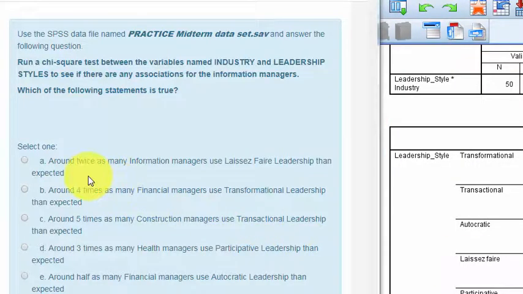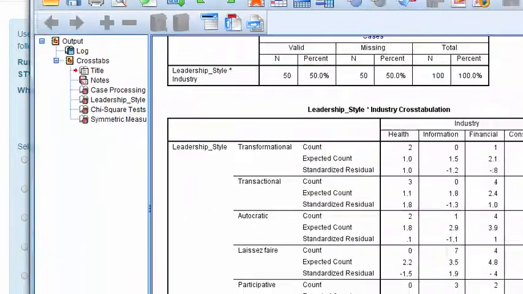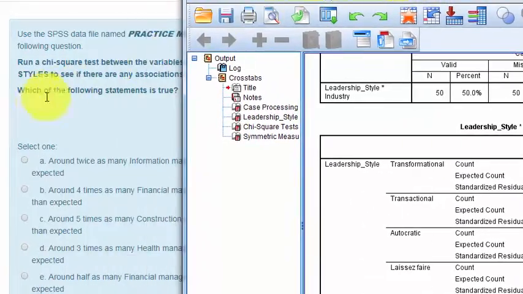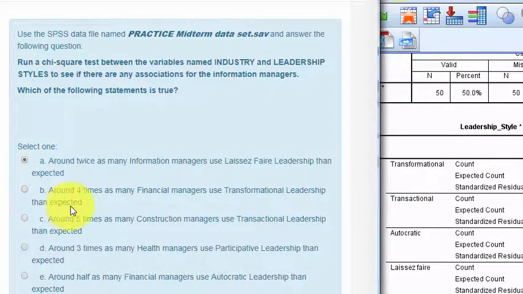All right, the first one says twice as many information managers use laissez-faire than expected. So here's information and laissez-faire. Sure enough, there it is right there. They expected 3.5 and they got 7. So that one is true. Let's check the rest of these.